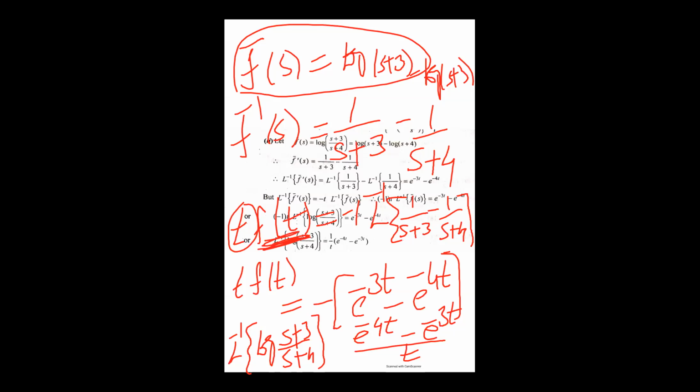What is the f of t? The f of t value comes from the condition of Laplace: L inverse of f bar of s equals f of t. So we have to replace f of t with L inverse of f bar of s. But f bar of s is the given problem statement. The statement is log of s plus 3 by s plus 4, that is log of s plus 3 minus log of s plus 4.